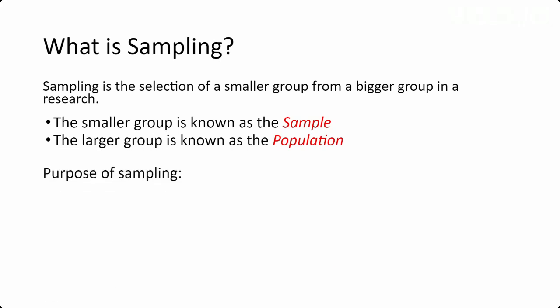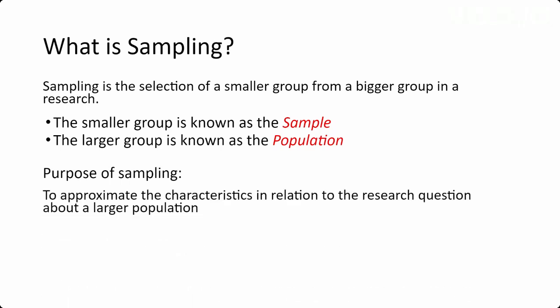The purpose of sampling is quite straightforward, it is to approximate the characteristics in relation to the research question about a larger group. Why have I used the words research question? Because in our case, we are looking at sampling in your research, your dissertation, or your thesis. So you want to draw inference from a smaller group to a bigger group. You want to analyze characteristics of a bigger group by using a smaller group.